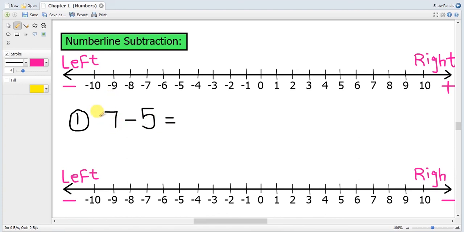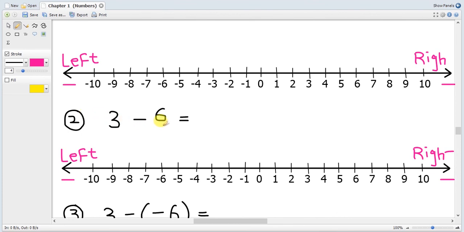The number we are going to start with is 7. So this is 7, and we have to jump 5 units. Now jump where? Left or right? This sign will tell us left or right. This is negative, so the negative sign means we have to move towards the left side. So we have to jump 5 units in the left direction. 3, 4, and 5. So 7 take away 5 is 2, right?